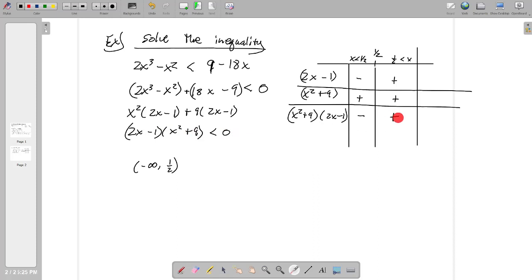Right, now let's check when x is greater than 1/2. When x is greater than 1/2, we have a positive value. So our polynomial is positive on the interval 1/2 to infinity. Does a positive number satisfy this inequality? So if this polynomial is positive, we would ask ourselves, is a positive number less than 0? No, positive numbers are greater than 0. So this interval is not a part of the solution set. So our entire solution set is negative infinity to 1/2.